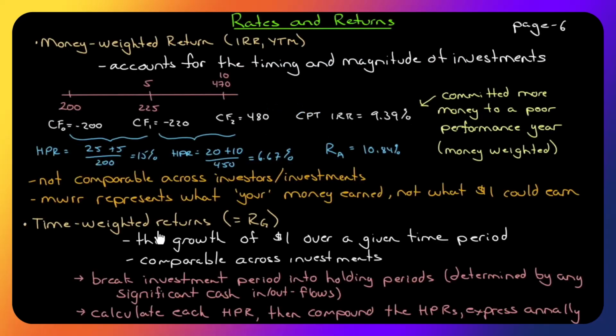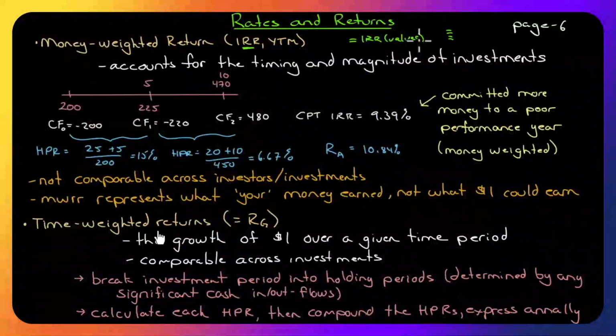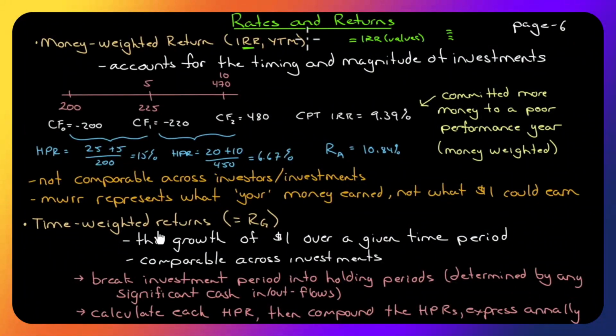Okay, beginning with our money-weighted return. It is also an internal rate of return, which means you can use Excel's IRR function. I note this a little later on: if you have all your values in an array, you can use Excel's IRR function for that. In fixed income, it is referred to as a yield to maturity. It accounts for the timing and magnitude of investment.